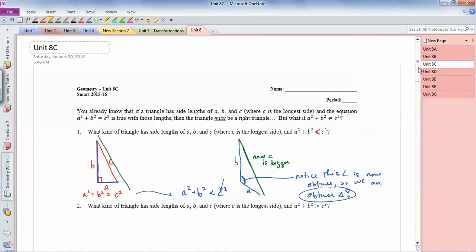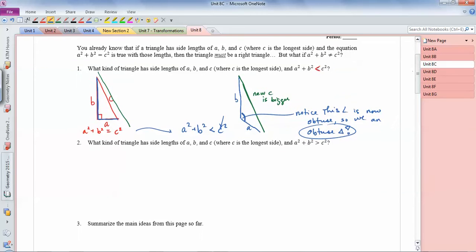So you can probably guess that the next one's going to be acute, but let's analyze it anyway. If you started out with a right triangle, A here, B here, C there, you know that A squared plus B squared has to equal C squared because it's a right triangle. So now the question is, what if you end up with A squared plus B squared not equal to C squared, but bigger than C squared? Well, one of the ways to do this is to make the C over here get smaller. Because if C gets smaller, then C squared ends up being smaller than this side.